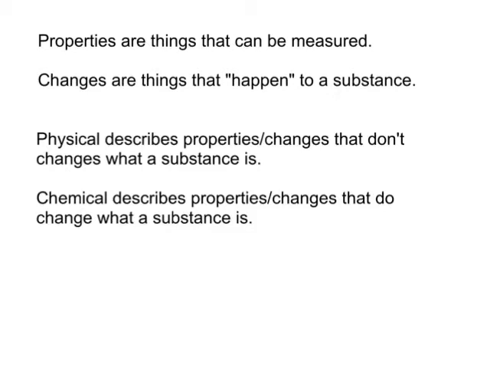Chemical changes, on the other hand, do change what the substance is. For instance, if we rust a piece of iron, that pile of rust is now no longer chemically the same thing, so that is a chemical change.